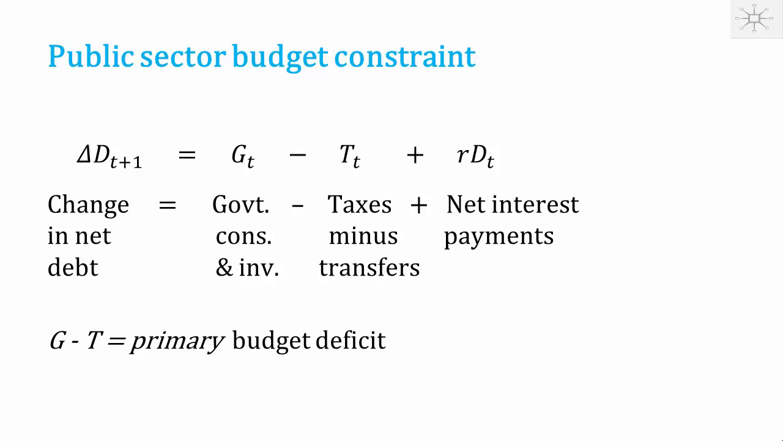And just like with the capital stock, the stock of debt, D_t, denotes the debt at the beginning of the period. So the change in debt is determined by the public sector deficit, which is G minus T plus R times the initial debt. And G minus T, if we just look at that part, is called the primary budget deficit. So it's the deficit before interest payments. And often you see that term used in the debate about public finances. So it's good to know.